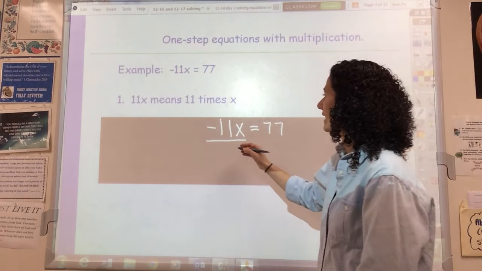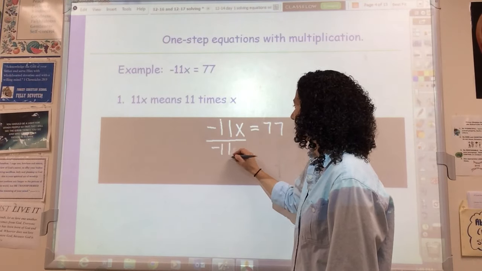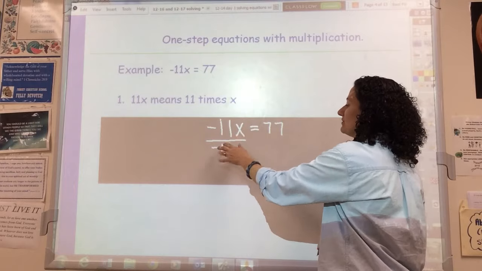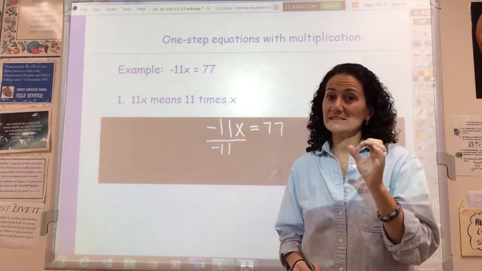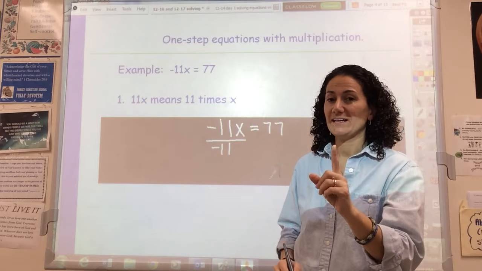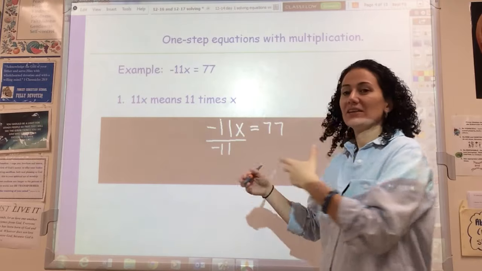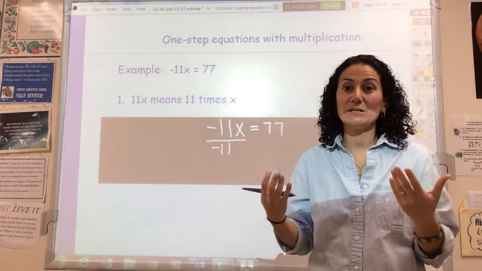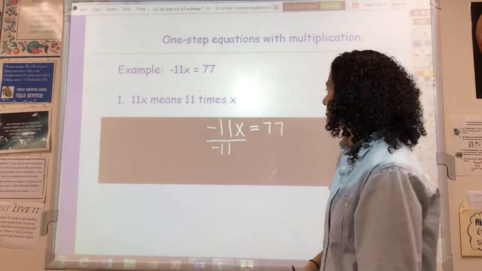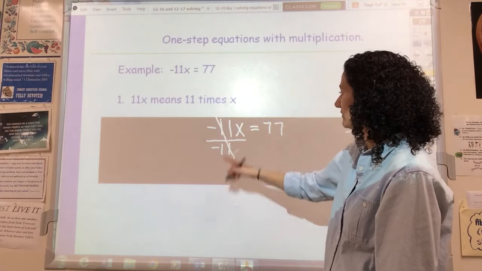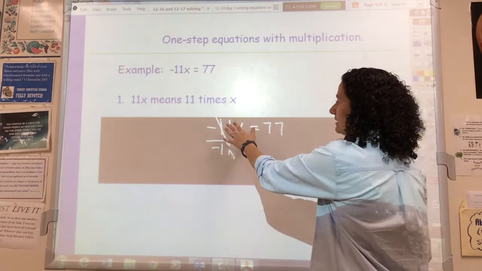So I'm going to divide by the number with the variable. Negative 11 divided by negative 11 would give me 1. Not 0 in this case, but 1. If I have 1x, then I've isolated x. I really want x alone, and 1x is the same as x. So that cancels. Negative 11 divided by negative 11 would give me 1x.